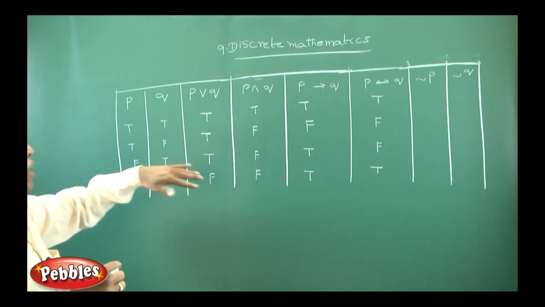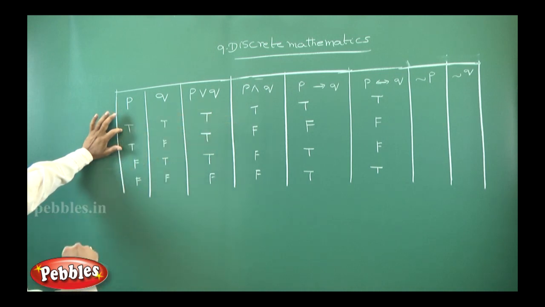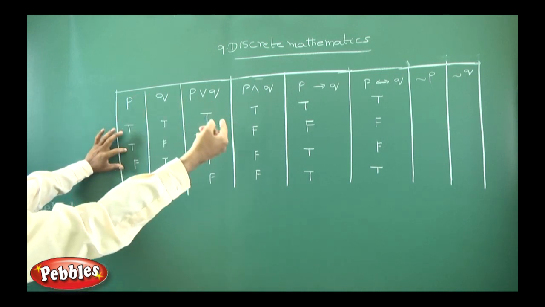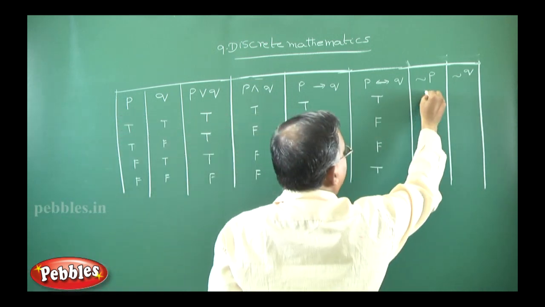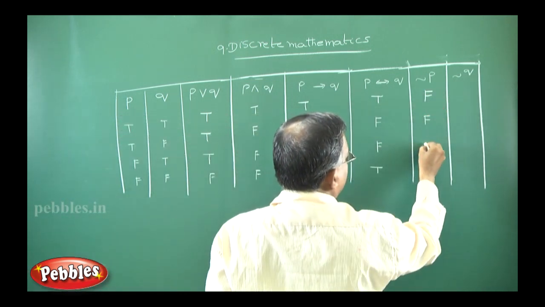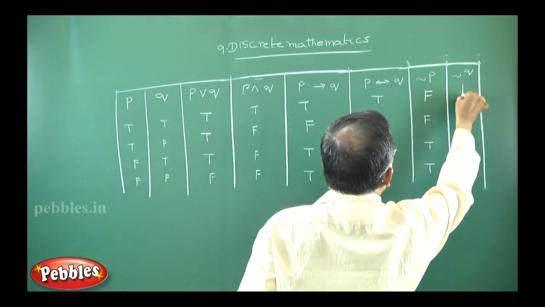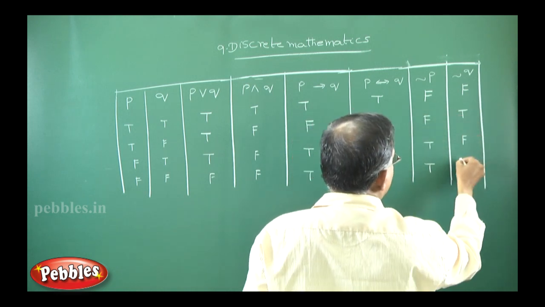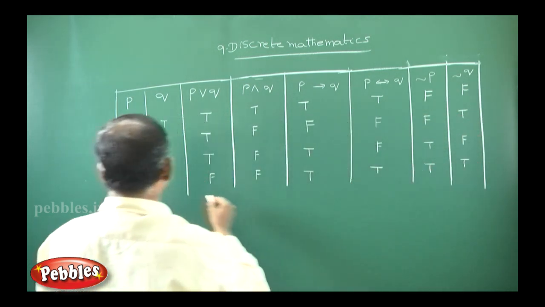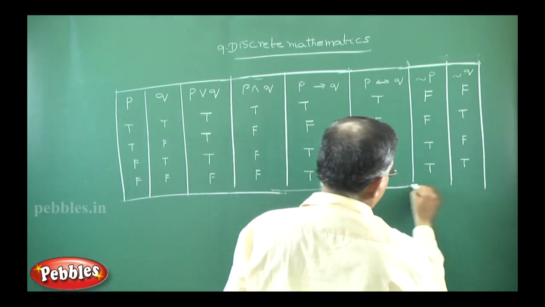Next, negation P. Negation P is opposite to P. That means if P is true, negation P is false. Again P is true, negation P is false. False, false, so true, true. Just opposite: false, false, true, true. Negation Q is opposite to these values: false, true, false, true. So, you just have to remember these fundamentals first.